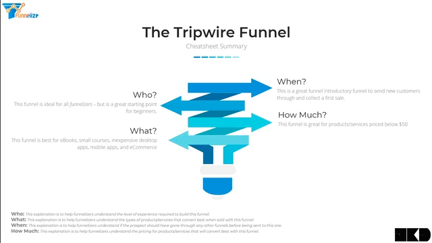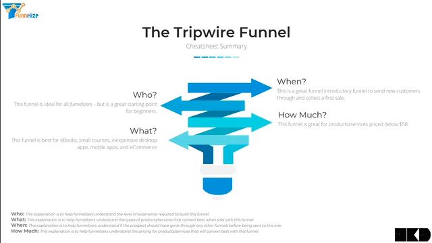Now, when is this great to use? Well, it's a great introductory funnel where you can send new customers to and collect a first sale. If you've been doing any type of email marketing before, you've probably heard that a buyer's list is one of the most valuable assets you will have in your business. And a Tripwire funnel is a great way to take general prospects who just happen to be on your list from any number of traffic sources and actually convert them into buyers, because we're going to be promoting products and services that are less than $50.